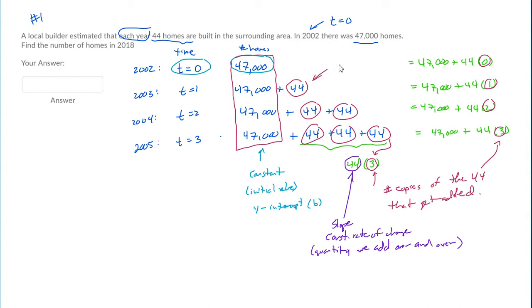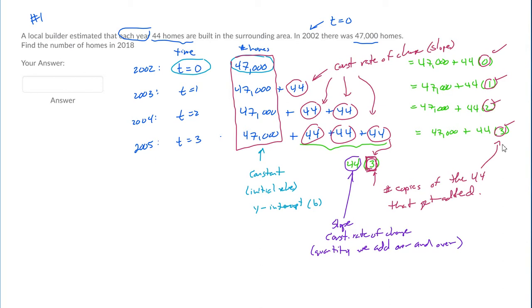So this is my constant rate of change, or slope. It's that 44 everywhere we see it. The number of times we add that is kept track of by this input value. The input value tells me how many copies, how many times we add the slope number, or constant rate of change number. And that's what's changing. What's changing is that input value.